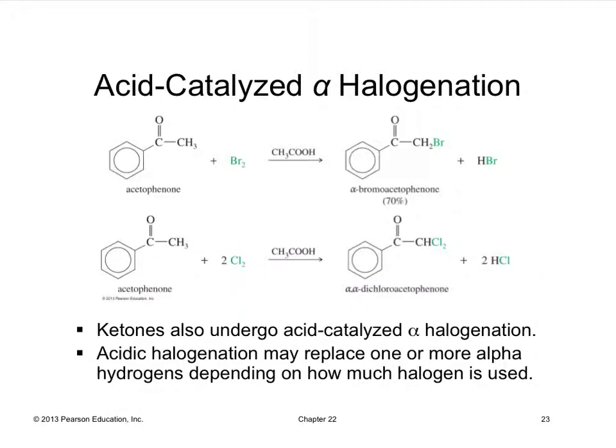Acid catalyzed alpha halogenation. Here's your acetophenone in the presence of bromine and acid, which will generate alpha bromoacetophenone and HBr. If you add chlorine to that same molecule in acetic acid, you'll generate the dichloroacetophenone and HCl. The reason why it's the dichloro is because you're adding two equivalents.